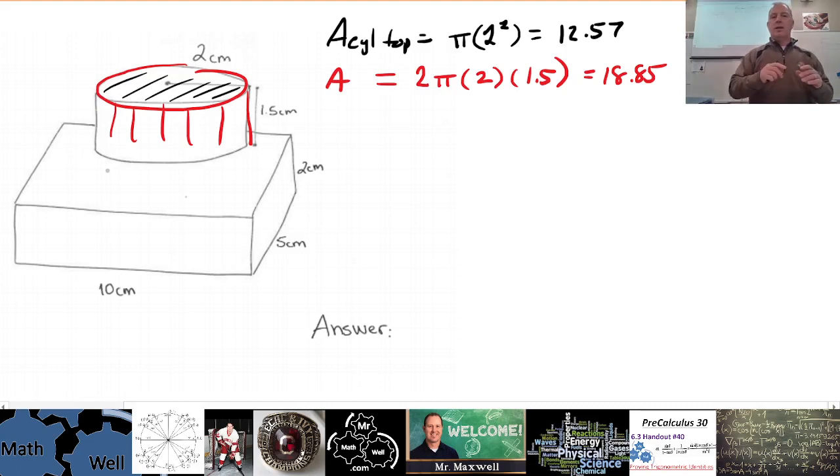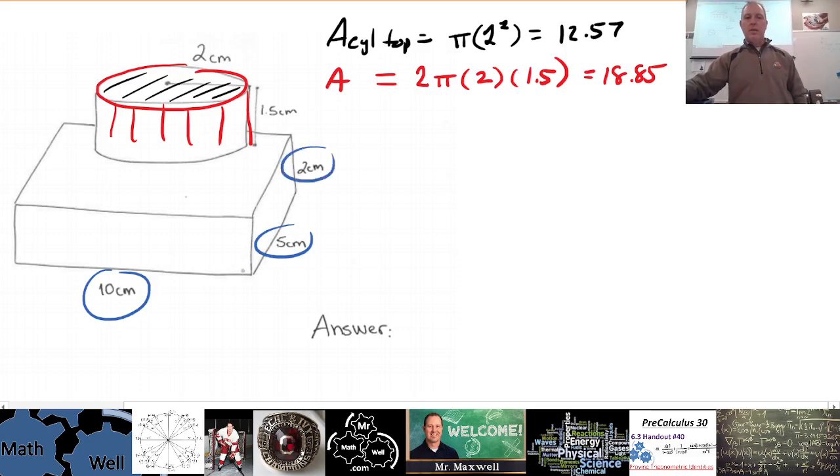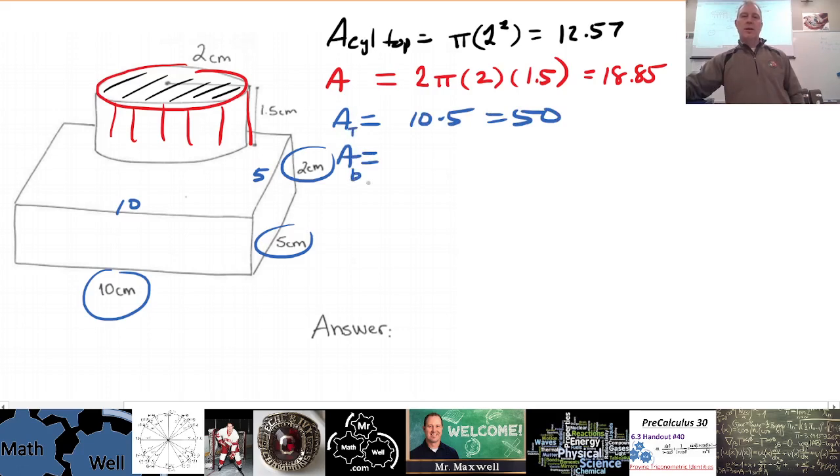Now this is a rectangular prism on the bottom, so we have 6 sides, and all the 6 sides appear to be rectangles, right? There's no squares, there's no dimensions that are the same, so it should be pretty straightforward. The top rectangle is going to be the same as the bottom. It's going to be 10 by 5. So the area of the top rectangle is 10 times 5, which is 50. And the bottom rectangle is going to be 50 as well. You guys agree with that?